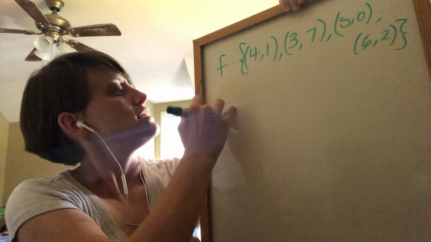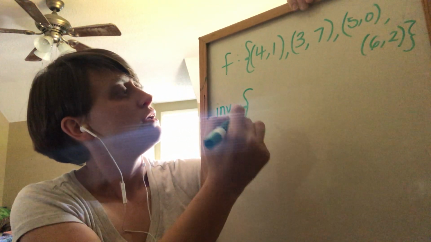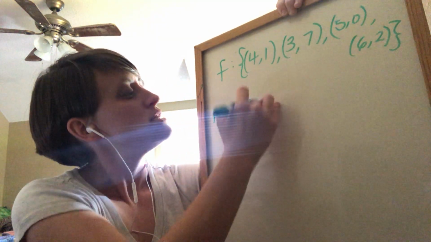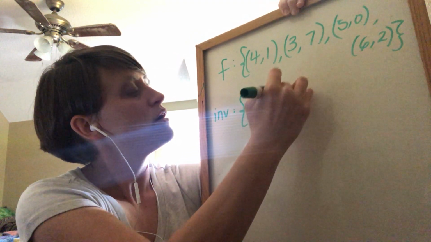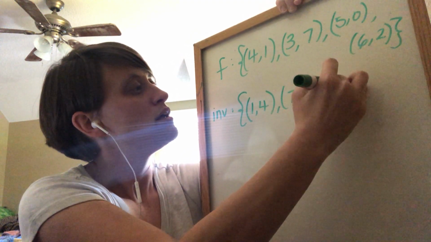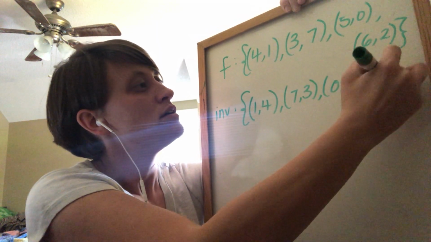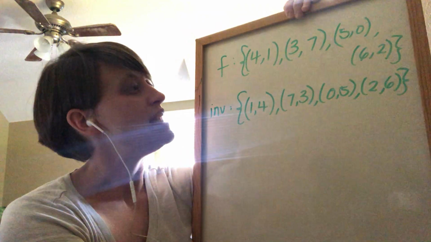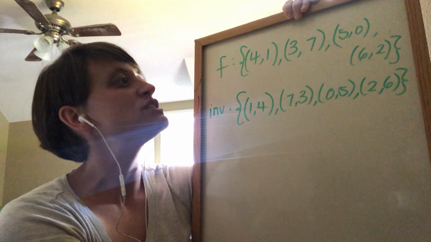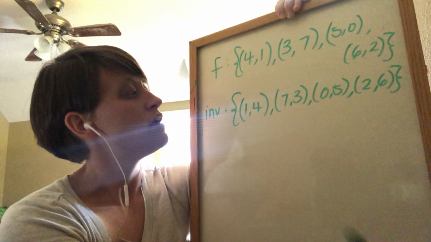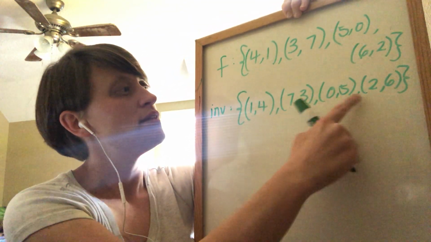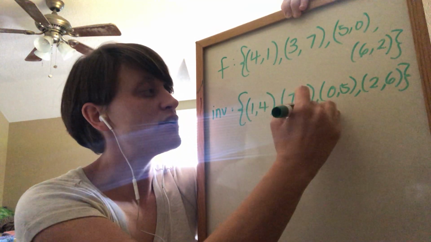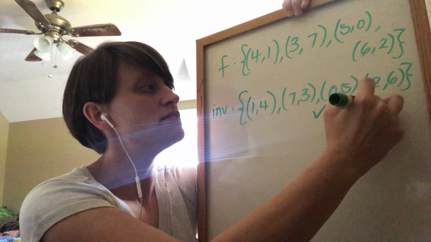Now let's find its inverse. We know how to find the inverse of a relation. We just swap the coordinates. So we're going to have the coordinates 1, 4, 7, 3, 0, 5, 2, 6. Now let's look at it. Is this still a function? When the coordinates are swapped, is it still a function? Well, if we look at our x coordinates, they are paired with one and only one y coordinate. So this function has an inverse that is also a function.